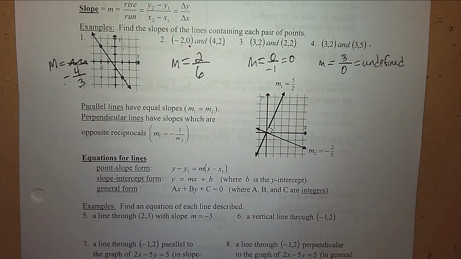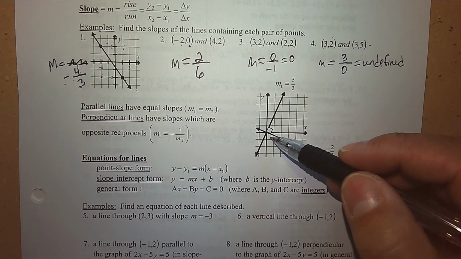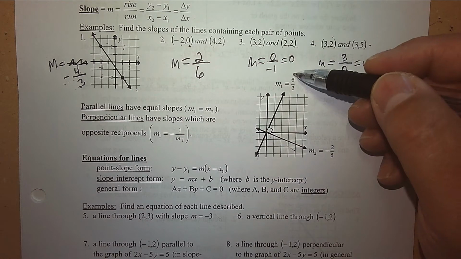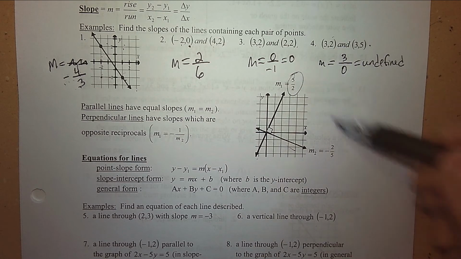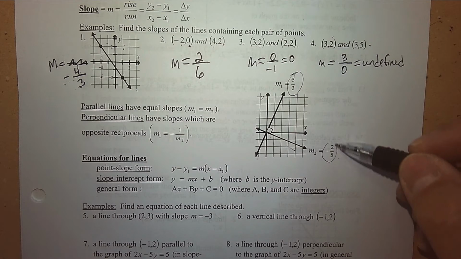I like that. Some people say negative reciprocal or opposite reciprocal. Both are good. So what's true about perpendicular lines is that they meet at a certain angle, and that angle is 90. So notice one slope is 5 over 2. The perpendicular one would be the opposite sign and reciprocal.